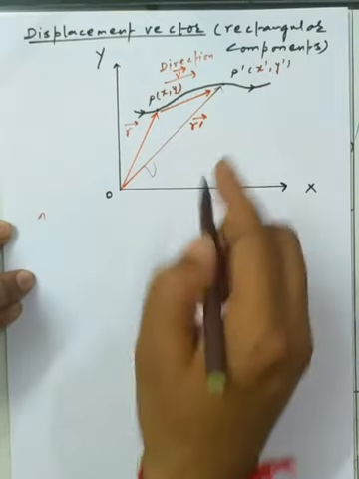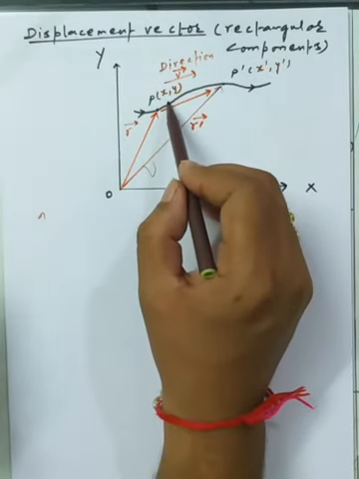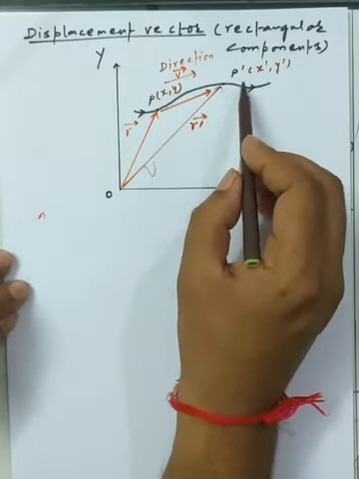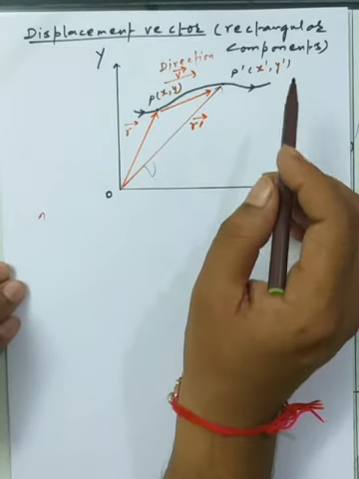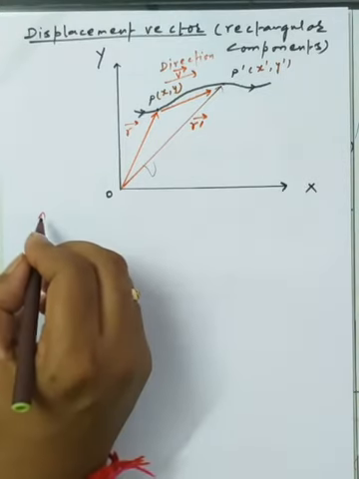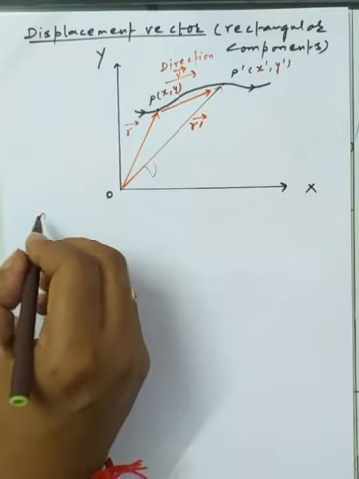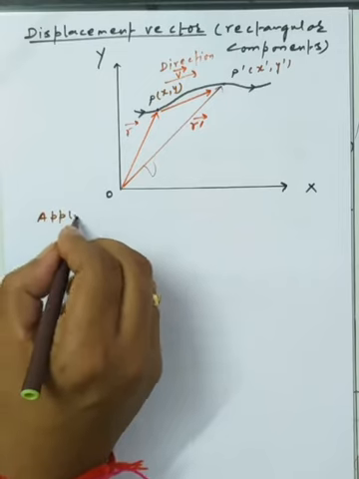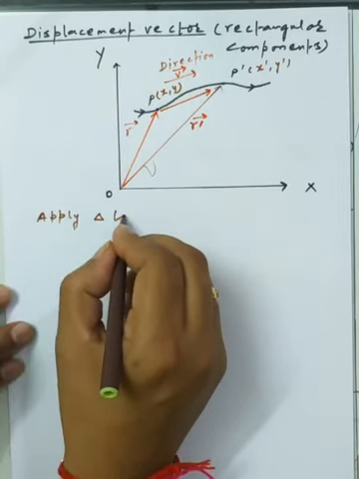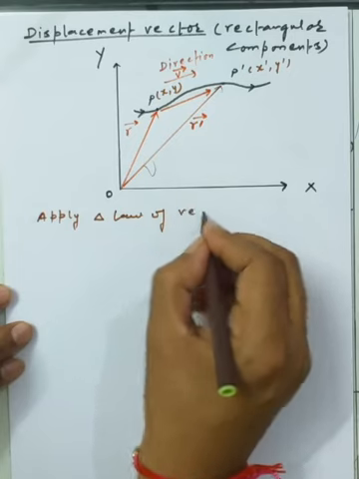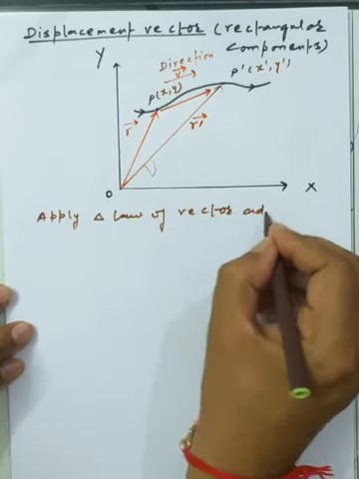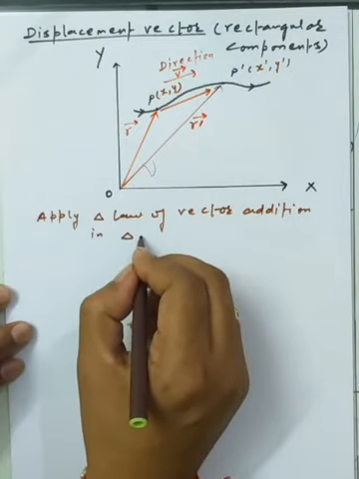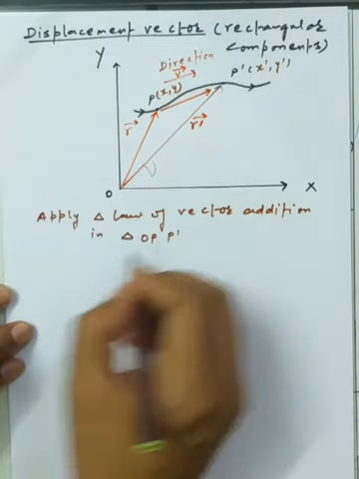Two more nominations which I have assumed here: point P having its coordinates, called x and y, and at the point P dash the coordinates are x dash and y dash. So how can I use the simplest method, the triangle law of vector addition? Apply triangle law of vector addition in triangle OPP dash.